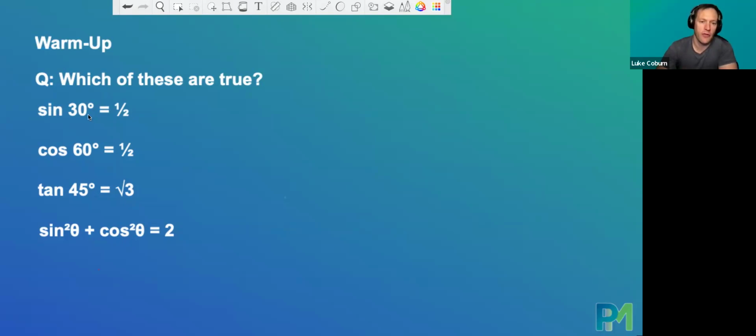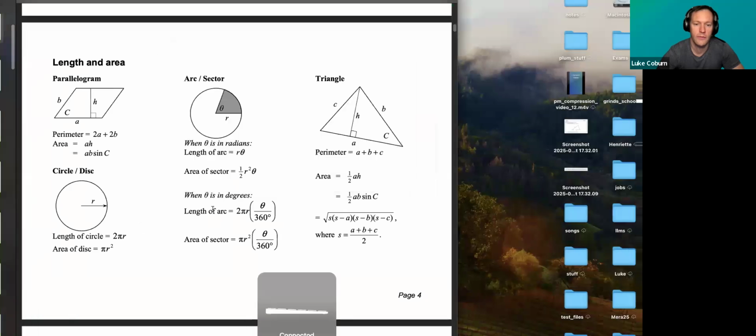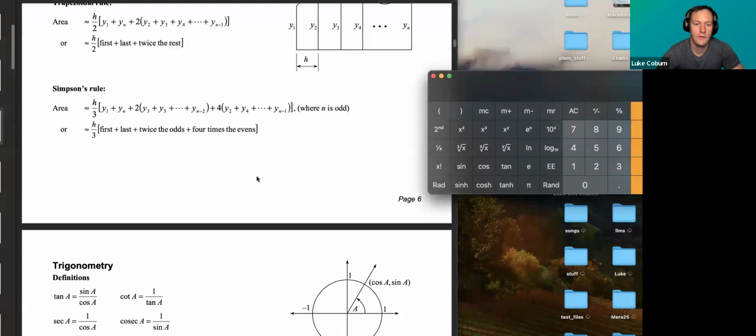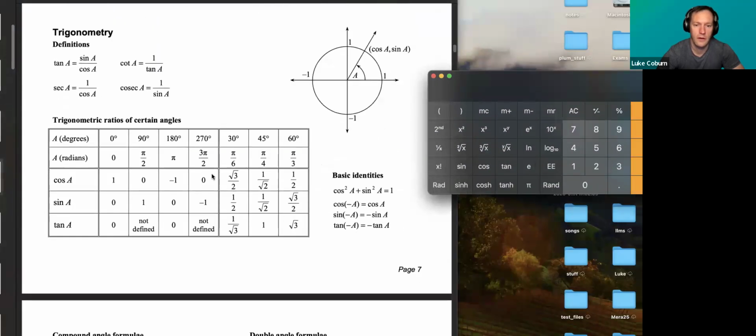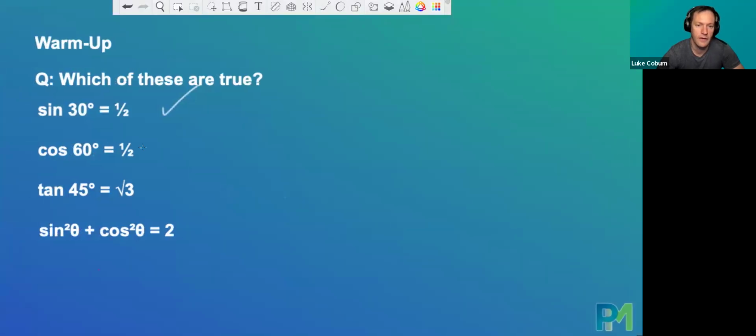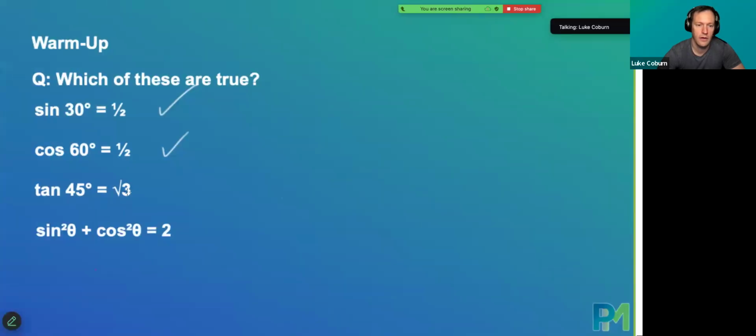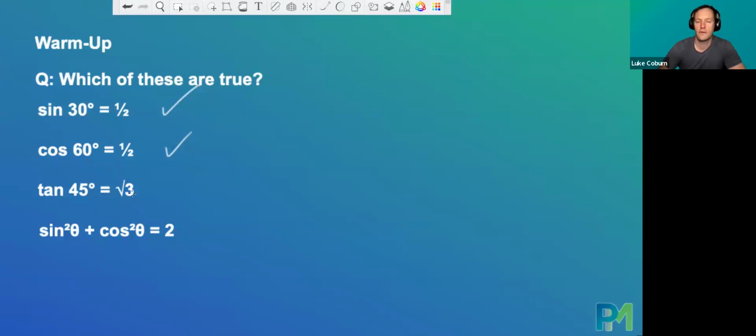Okay, so sine 30. Sine 30 is equal to a half. That's correct. Sine 60, so we can go over here, find this page. Sine 30 is equal to a half. Cos of 60 is equal to a half as well. Cos of 60.